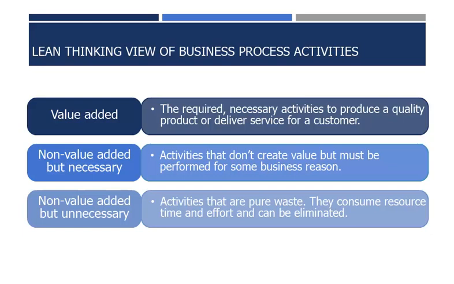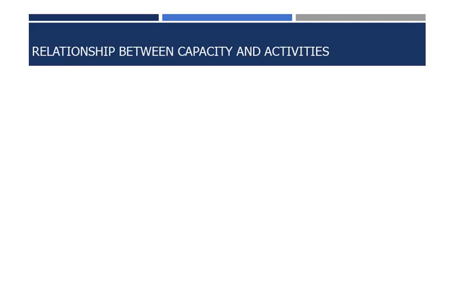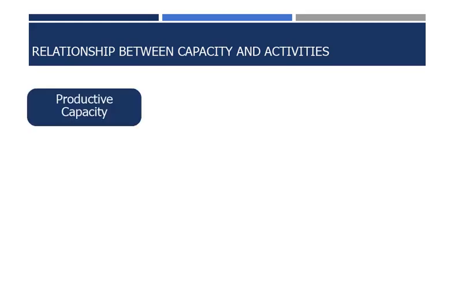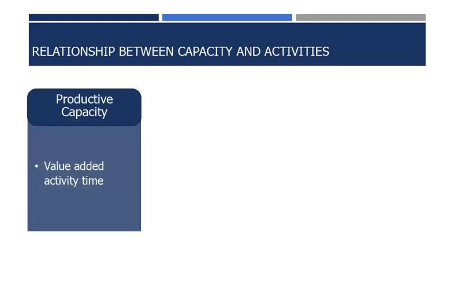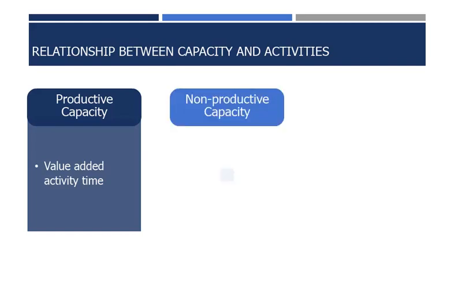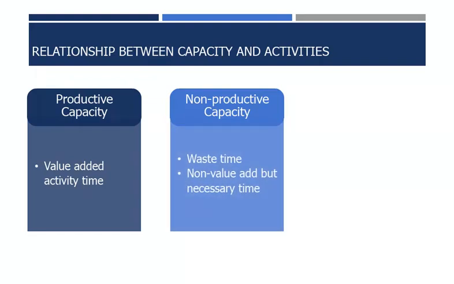Now let's look at the relationship between these types of activities and capacity measurements. The classification of business activities, which we just mentioned, determines how capacity is calculated. Productive capacity is the amount of time spent on value-added activities. Non-productive capacity is the amount of time spent on all non-productive activities, both the necessary activities and the wasteful activities.